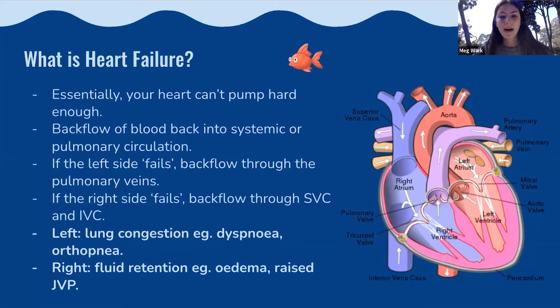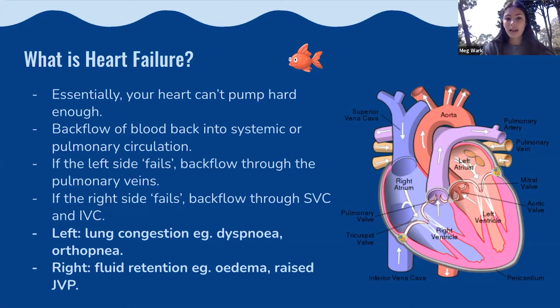So if the left side fails, the easiest way to think about this is where's the blood going to go. If the left ventricle can't pump hard enough to squeeze it out of the aorta, then it's going to go back into the left atrium. And then the left atrium is connected to the pulmonary vein. So it's going to flow back towards your lungs. So that's why the symptoms you'll see include congestion, so dyspnea and orthopnea.